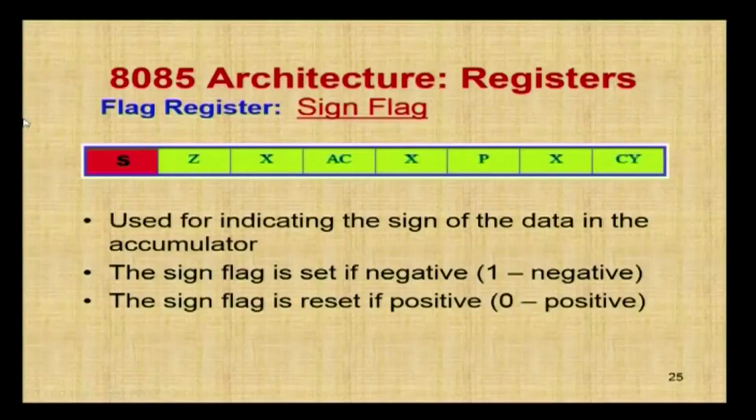In signed arithmetic form, the most significant bit represents the sign bit. If the most significant bit is 1, it is a negative number; if it is 0, it is a positive number. So, if you are using the signed arithmetic form, whenever the most significant bit becomes 1, you have to indicate that it is a negative number. After the arithmetic or logic operation, if the most significant bit becomes 1, then this flag will be set, it will become 1, otherwise it will become 0. If it is set to 1, it indicates a negative number.